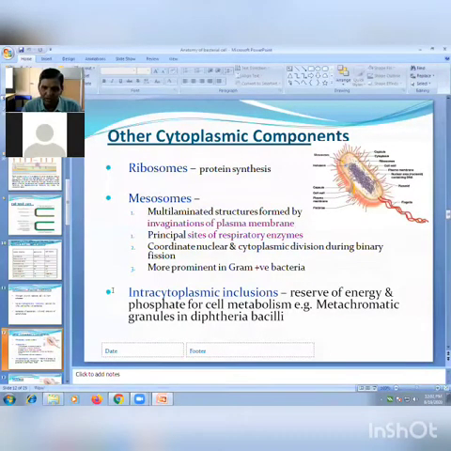And the last type of granule is the carbohydrate granules, the starch granules or the glycogen granules. After staining with iodine, starch granules appear blue and glycogen granules appear brown. So these types of granules are also present, and whenever they are present, they act as a source of energy.